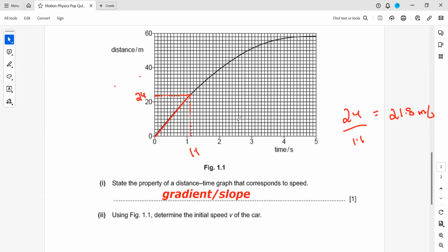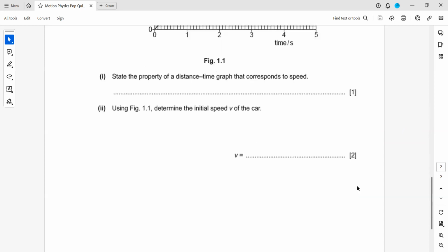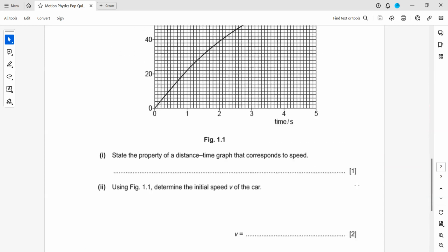Whenever you're using a graph, you should always show how you're using the graph. You should always draw the lines. Whenever a question is like this, of 2 marks, 1 mark is for showing the lines on the graph.